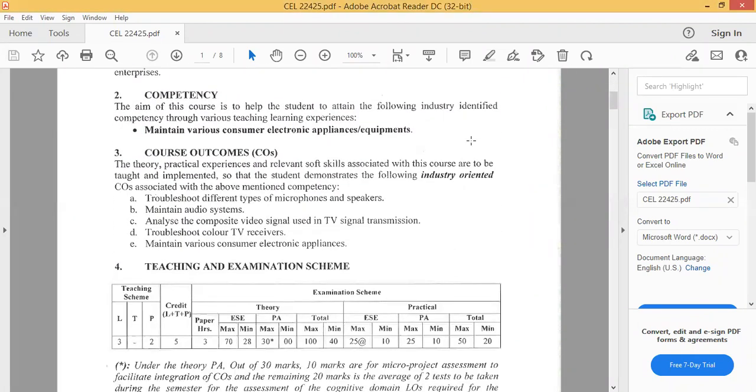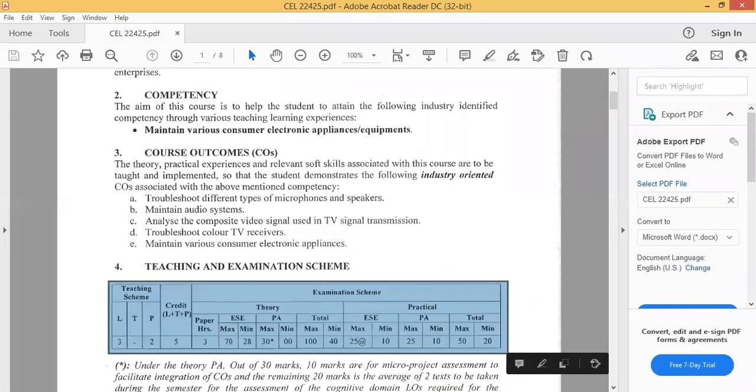This subject, as you can see over here, this is the marking scheme for the semester. Weekly 3 theory lectures and 2 hours of practical session, so a total of 5 hours weekly. The total marks are divided into 2 parts, theory and practical. For theory, if physical lectures start, the board paper will be theory based, 3 hours.